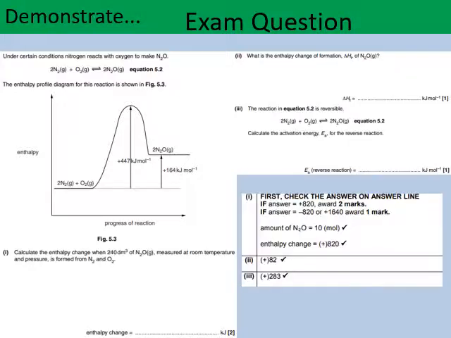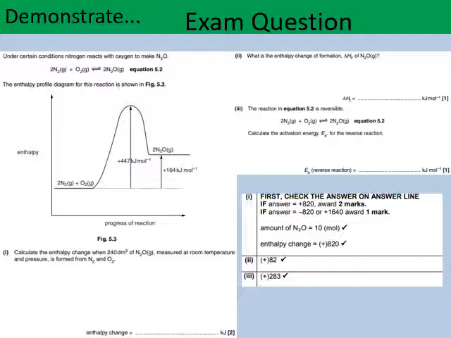Okay, so hopefully you got these answers. If you didn't, we're just going to talk through how we got there. Part 1 asks us to calculate the enthalpy change when 240 decimeters cubed of N2O, measured at room temperature and pressure, is formed from nitrogen and oxygen. In the enthalpy profile, we can see that the reaction is endothermic. It takes in energy from the surroundings, and it takes in 164 kilojoules per mole. But that is when 2 moles of N2O are formed. So to form 1 mole of N2O would take in 82 kilojoules per mole.